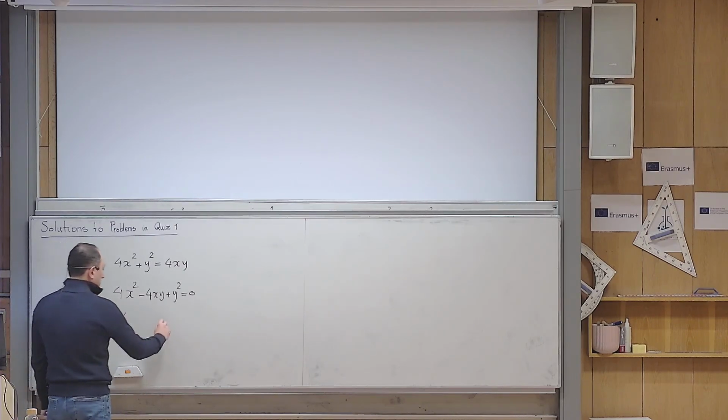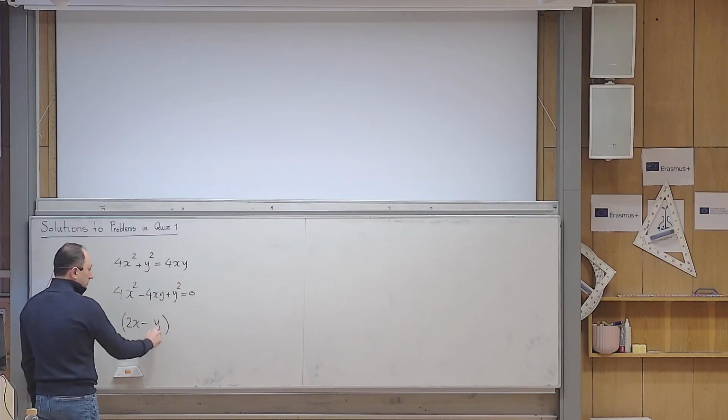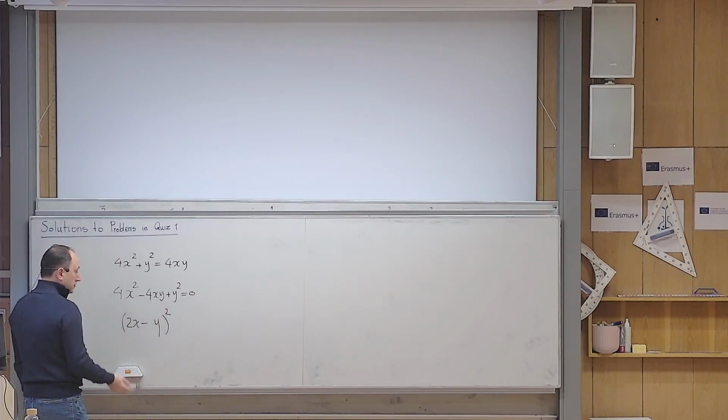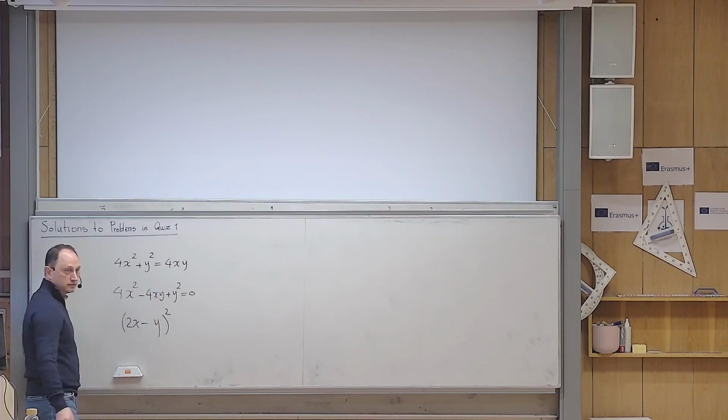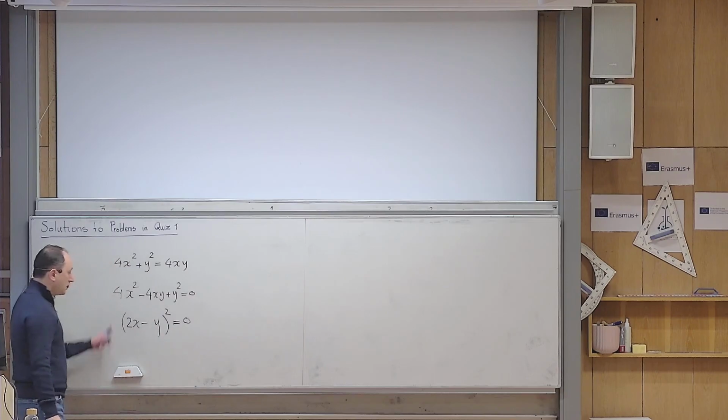What is this? 2x, this is the negative version, minus y to power 2. Let us double check. The first one is squared, correct? 2 times the first one, 2x, times the second one, y, with negative sign, correct? And y squared. So this can be written here equals to 0. So up to here you get some points, I don't remember.